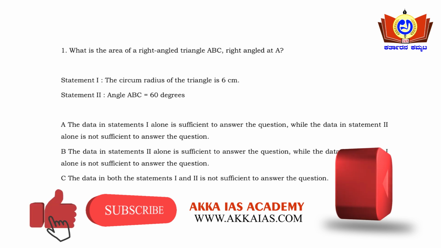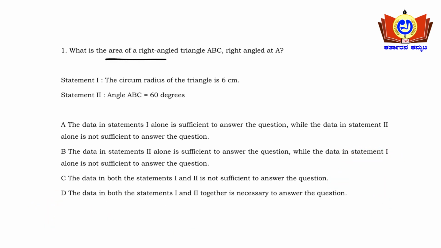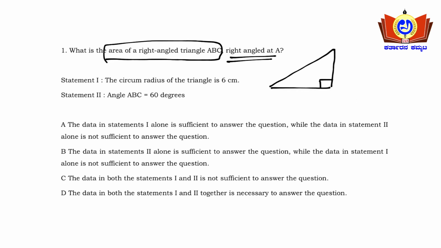So the first question is, what is the area of a right angled triangle ABC, right angled at A? So this is the right angled triangle here, right angled at A. This shall be B here and this shall be C here. The question is asking what is the area of the right angled triangle. Statement 1 is the circumradius of the triangle is 6 centimeter.